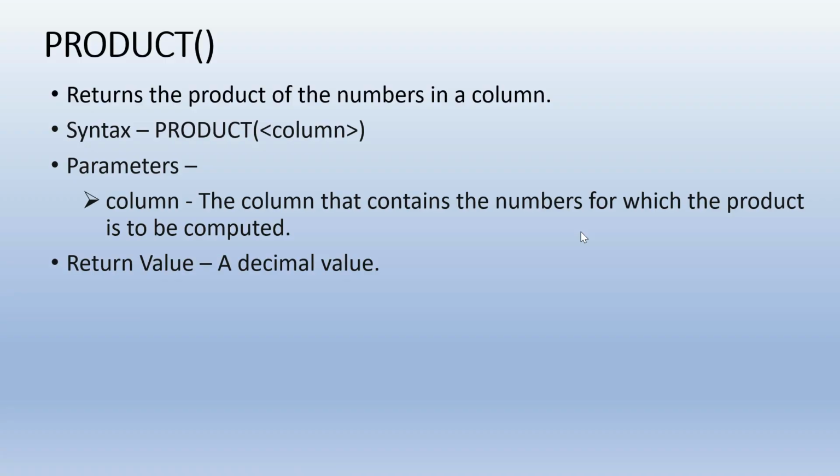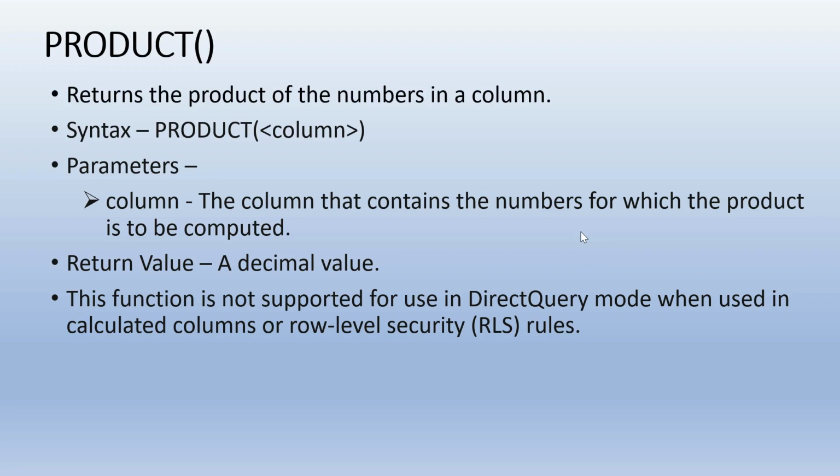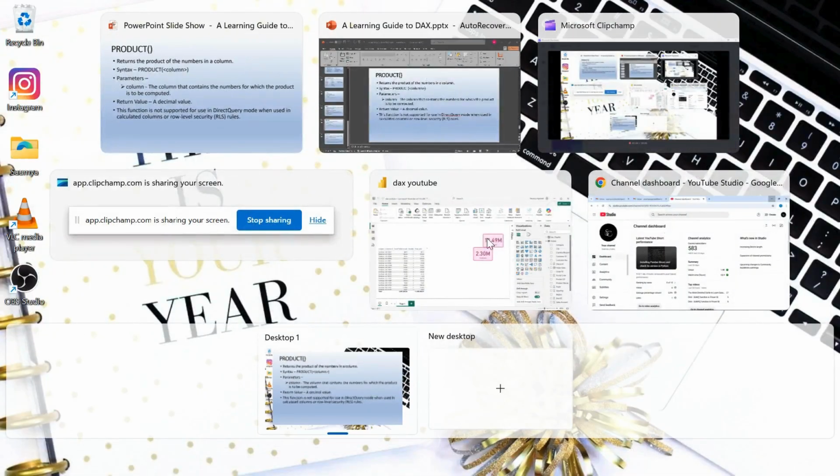It returns a decimal value as the result, and this function is not supported for use in DirectQuery mode when used in calculated columns or row level security rules. Right? Let's see how we can compute the product of a column.